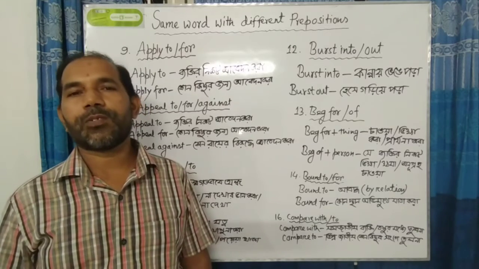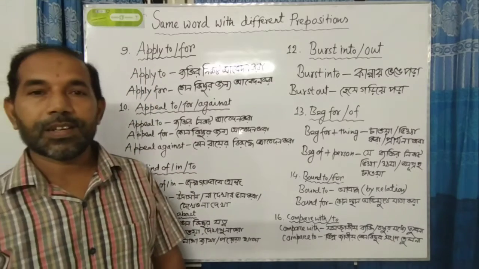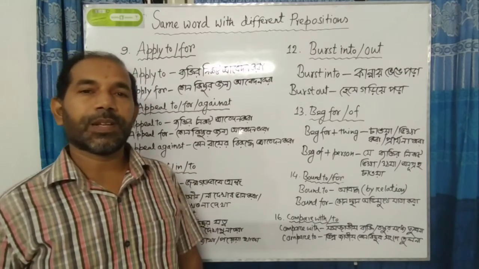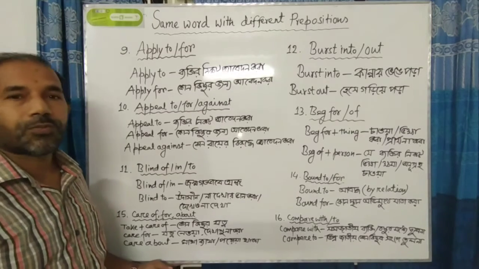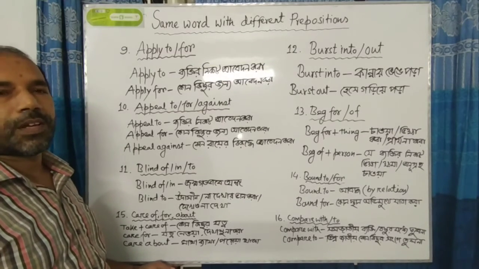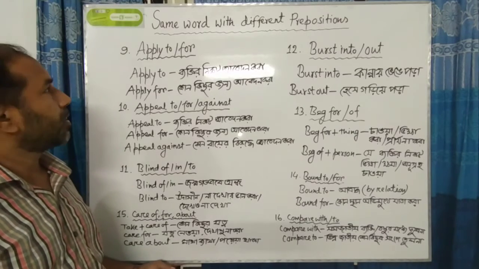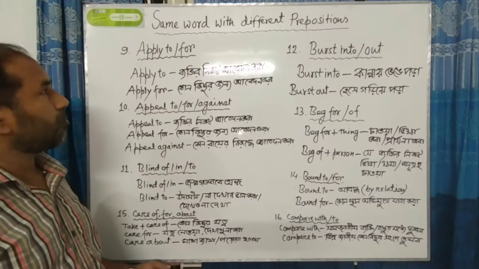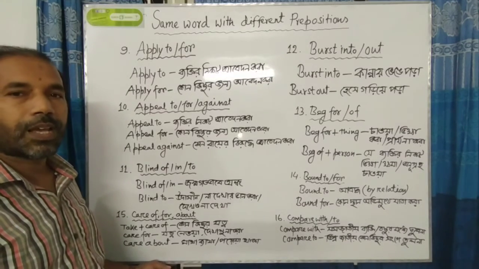Okay, our today's class starts with number 9. Now let us see number 9. In number 9 we see apply to, apply for. The Bengali meaning of apply is আবেদন করা. Here we have to know when we should use apply to and when we have to use apply for.